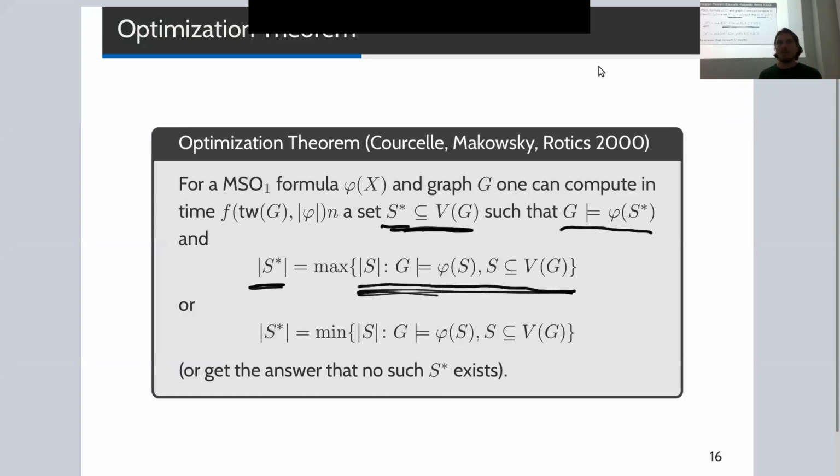Of course, this only works if your formula phi is actually satisfiable. So if you have a formula which has no solutions, then this theorem would give you some error message and tell you, okay, this formula is not satisfiable. But if it is satisfiable, you get an optimal solution to the formula that you're interested in. And this optimal can be in terms of maximization or minimization.